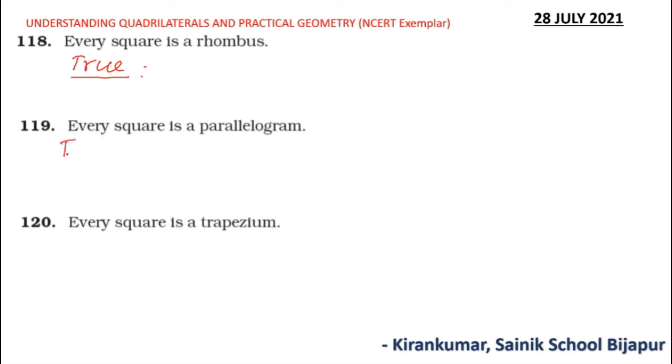Question 119. Every square is a parallelogram. This statement is also a true statement because every square is also a parallelogram, as it has all the properties of a parallelogram, but the vice versa is not true. The same goes for: every square is a trapezium. This is a true statement.